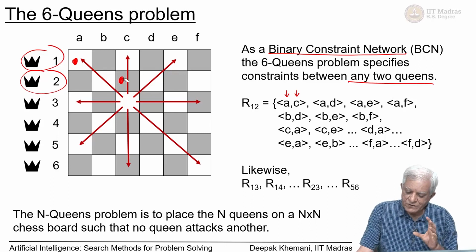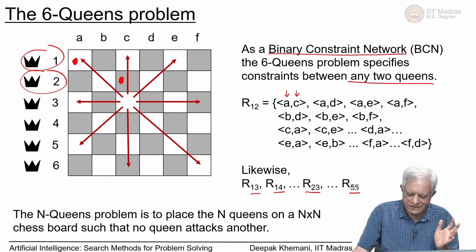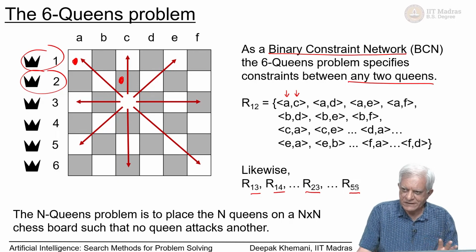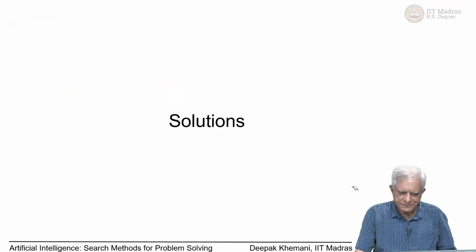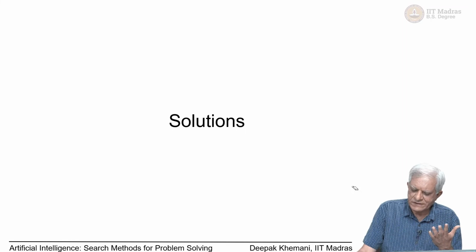Likewise, you decide for all pairs of queens. So, between queen 1 and queen 3, between queen 1 and queen 4, between queen 2 and queen 3, between queen 5 and queen 6, and so on essentially. And that is how you could represent the constraint satisfaction problem as a binary constraint network. Next, we will start looking at solutions. So, we will do that in the next session.